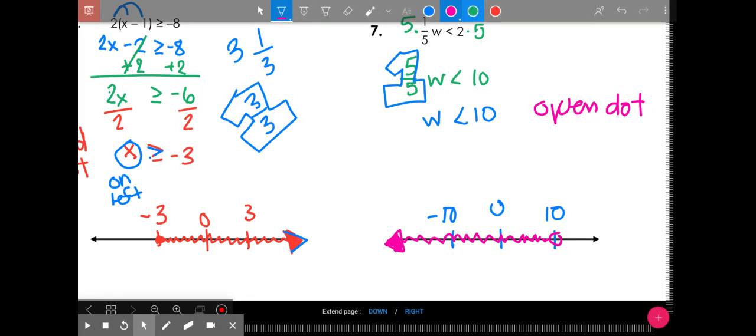Okay, here's your trick to make sure you did it right. Look at the symbol. It should point the same way as your arrow.